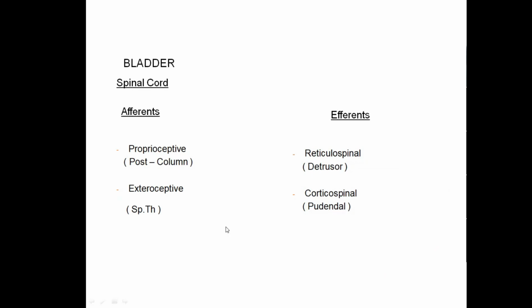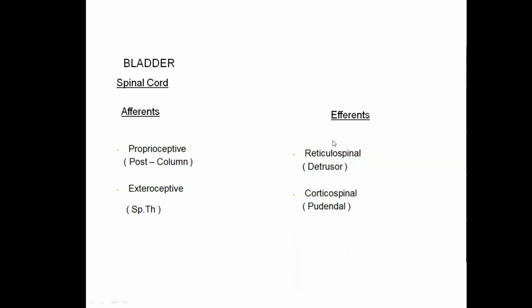Now let us see how the innervation goes up to the brain. In the spinal cord, we have afferents through the posterior column, which is proprioceptive. That means the fullness of the bladder is conveyed by the posterior column. The exteroceptive or spinothalamic is for pain and temperature. So when there is a cystitis or a stone in the bladder, the pain is conveyed by the spinothalamic tract, the fullness is conveyed by the posterior column.